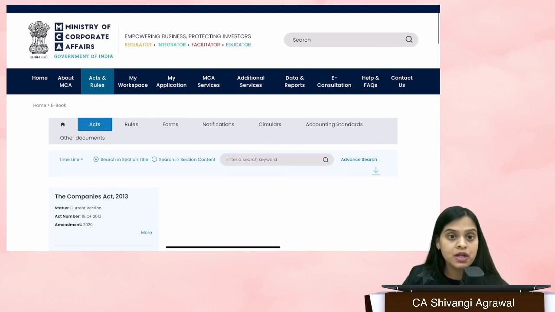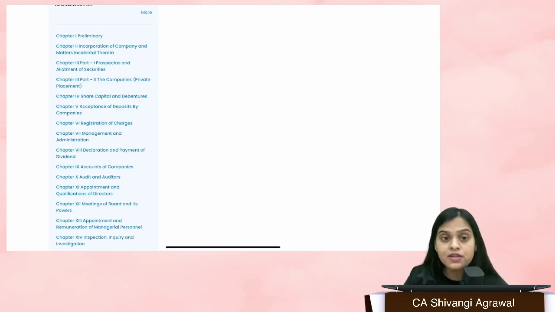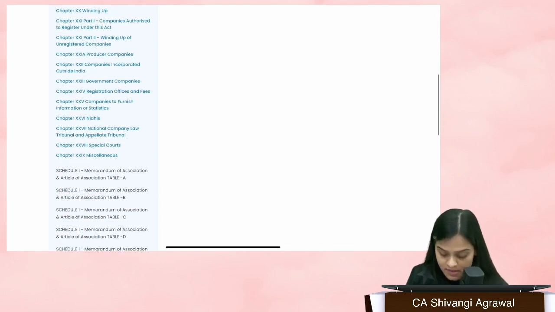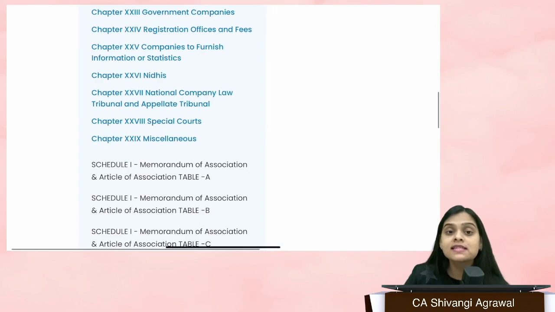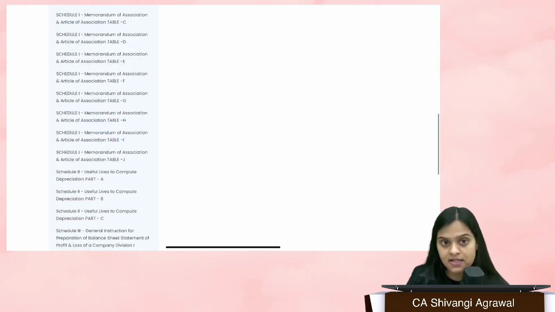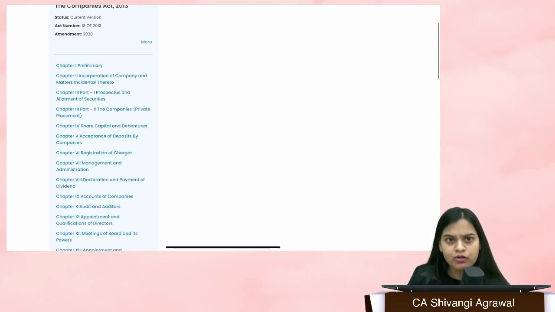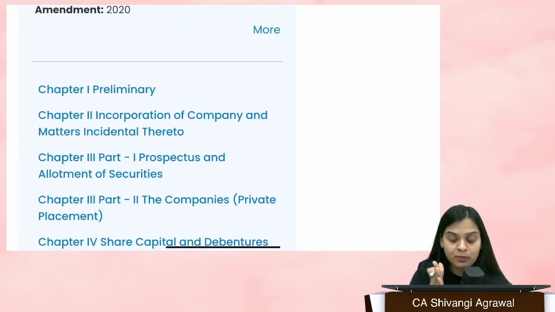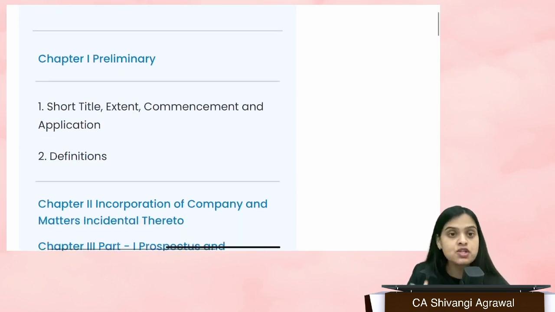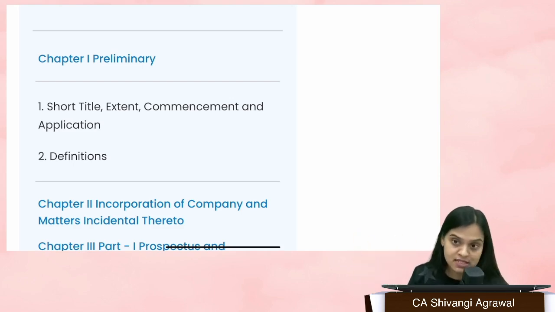So Companies Act 2013, you can get the entire act and you can see that it is divided into 29 chapters. See, the last chapter is the 29th chapter, miscellaneous. And then there are 7 schedules in the act. You will get to know about a few schedules. If we look at the first chapter, which is preliminary, it has only 2 sections: short title, extent, commencement and application, or applicability, whatever you call. And the second one is definition.